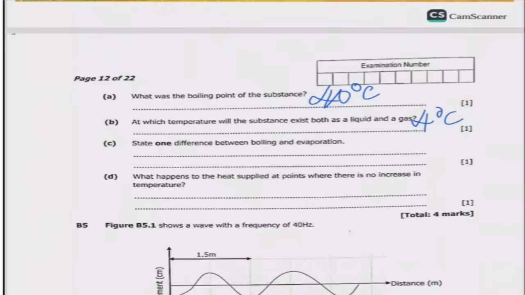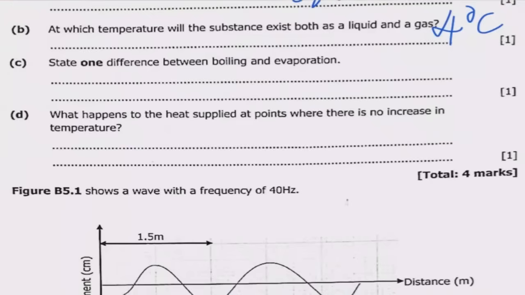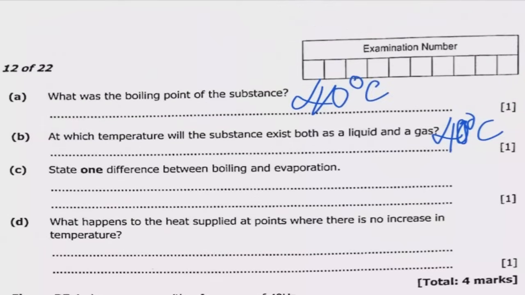So we can go now to question C, which is state one difference between boiling point and evaporation. Okay, so let's answer this question. Okay, so here it should be 40, not 4 degrees Celsius. That is 40 degrees Celsius. Please be careful as you record your answers. Let's hope you have recorded properly.